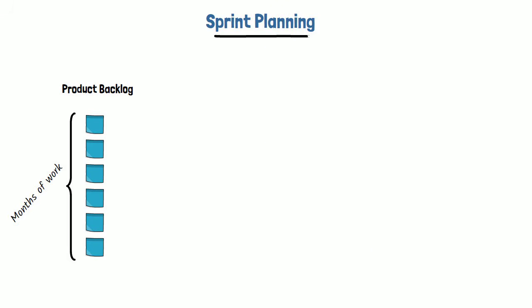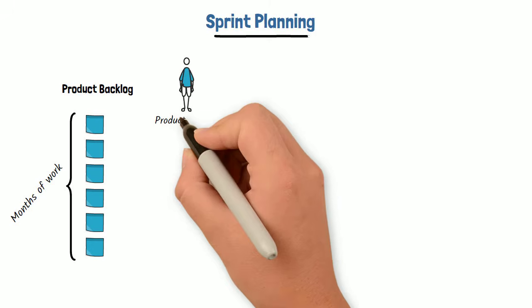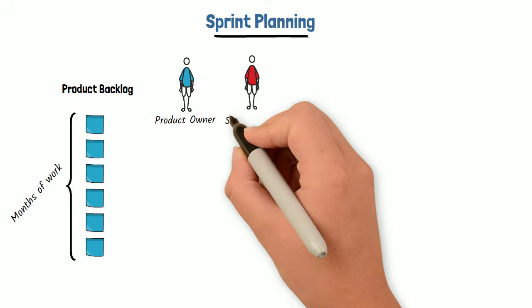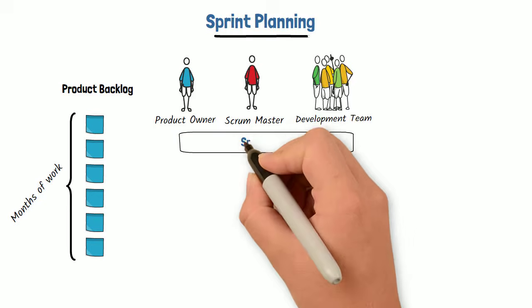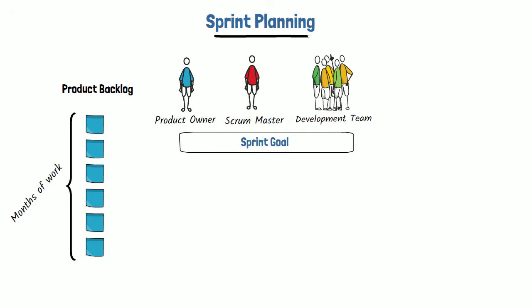holds the sprint planning. The roles that join the sprint planning meeting are the product owner, Scrum Master, and the development team. During the sprint planning, the product owner and the development team agree on the sprint goal, which is what the sprint should achieve. With this sprint goal in mind, the product owner and the team pick the highest priority product backlog items that can be completed within the sprint, while working at a sustainable pace.